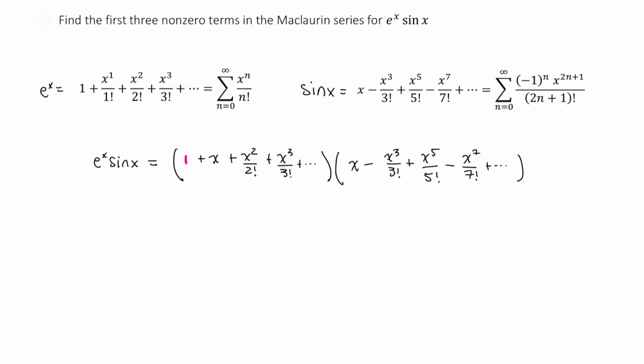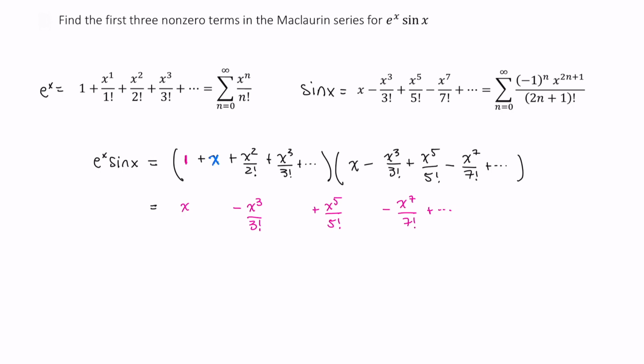So this is the easiest one. 1 times any of these is just itself. So this is equal to x minus x cubed over 3 factorial plus x to the 5th over 5 factorial minus x to the 7th over 7 factorial, and so on. And notice I left a gap. That's on purpose. This will make it easier to combine like terms, so trust me as you follow along.